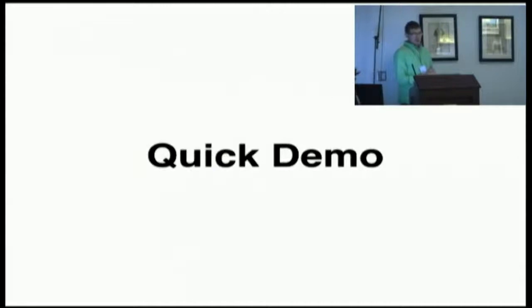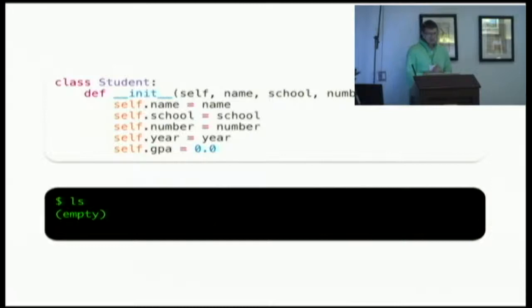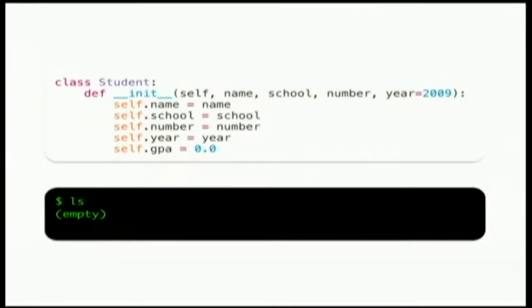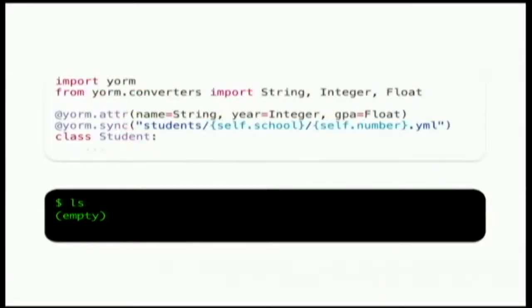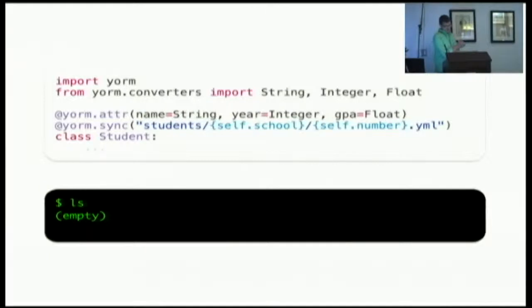So this is sort of the hello world of YORM. We take a class. Here we have a student class with some attributes that we define at initialization. And we have a directory in our file system, and it's empty. If we add 2 lines of code that we import from YORM, we're defining attributes that we'd like to map to file, and we're providing a pattern to sync instances of this class to the file system. At this point, the file system is still empty.